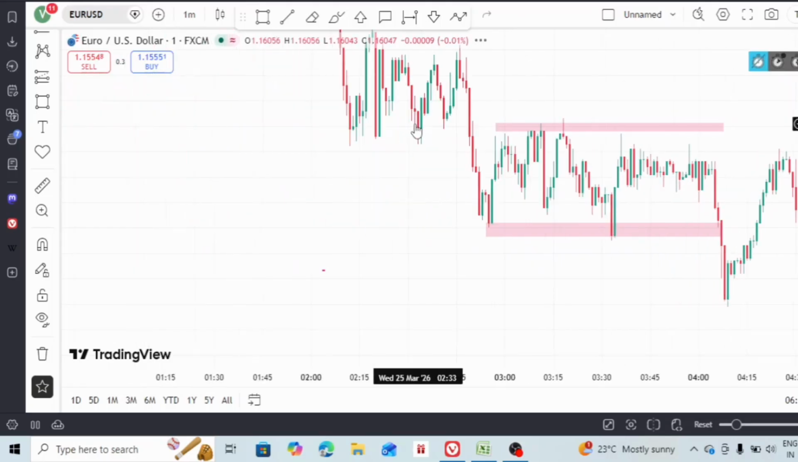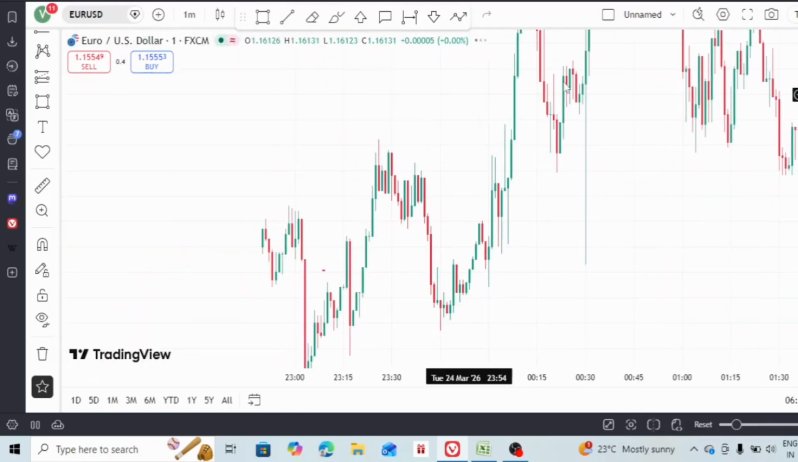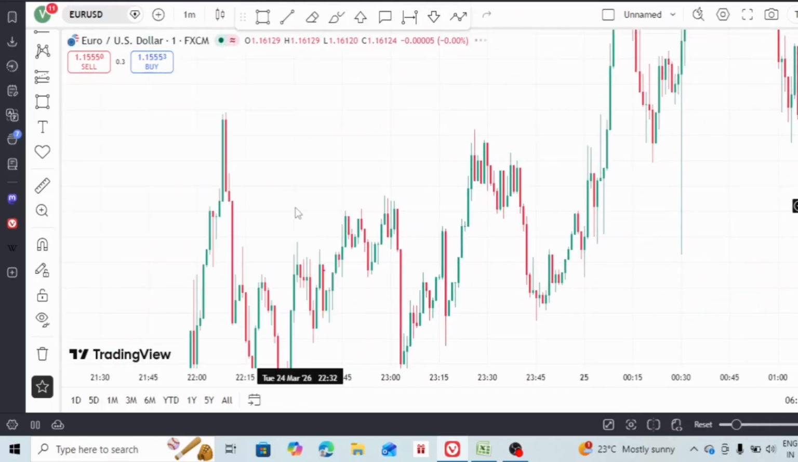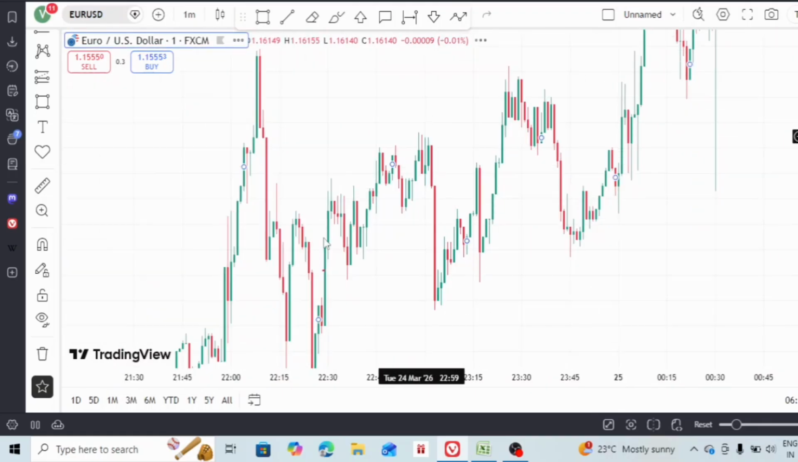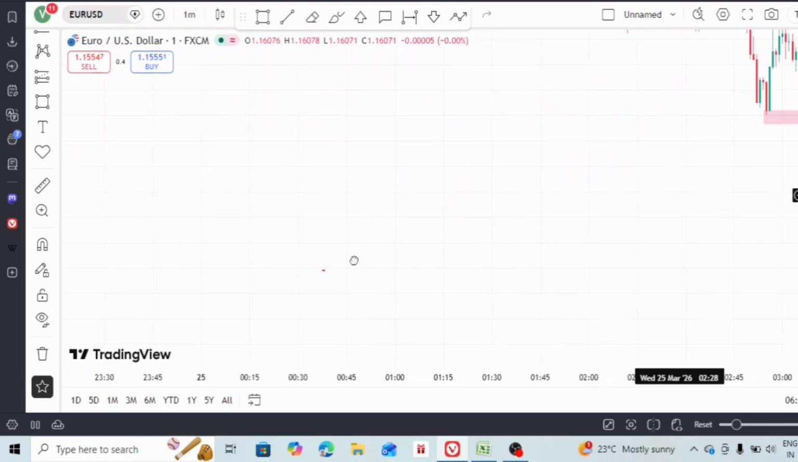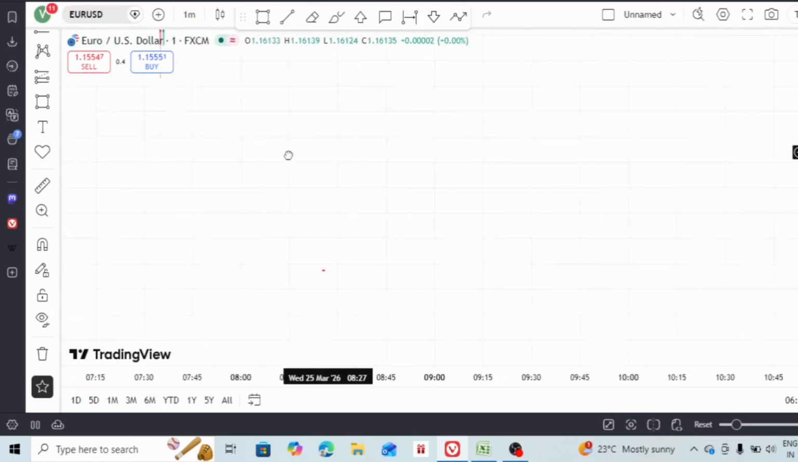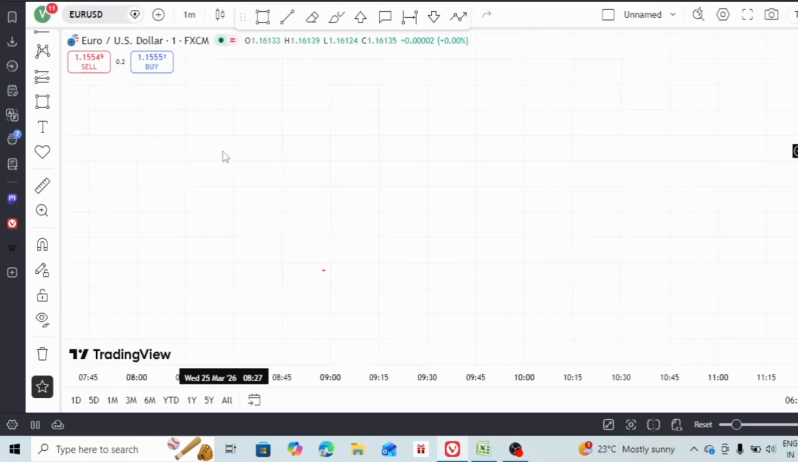So I hope you understand about the ranging market and the choppy market. We will also discuss what an uptrend and a downtrend are. Let me just give you the example. Before diving into the uptrend and downtrend, you have to know what a higher high, lower low, and the inducement level are, so that you can find the structure of the market.